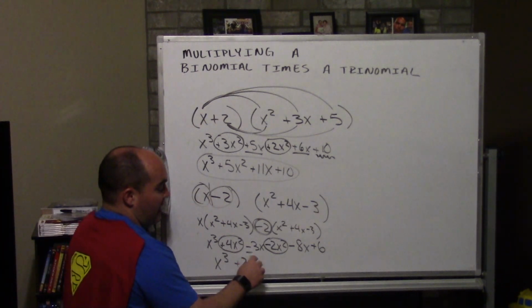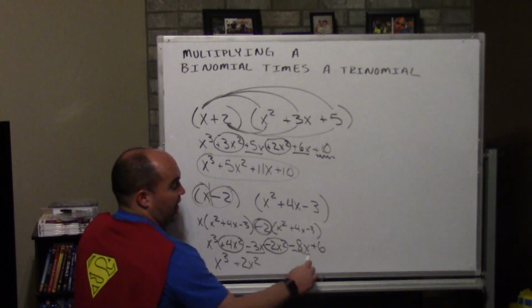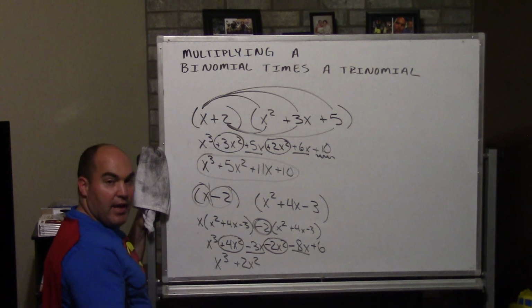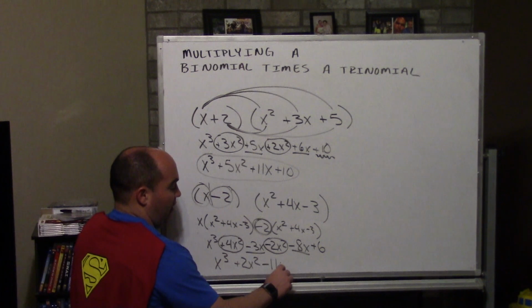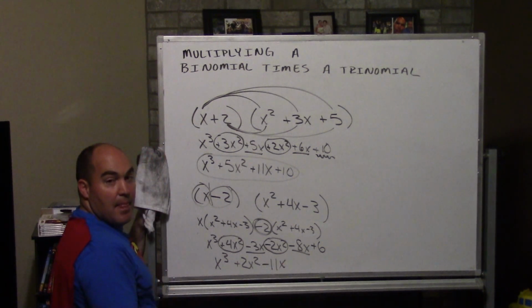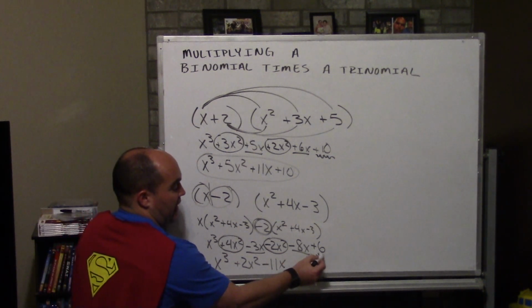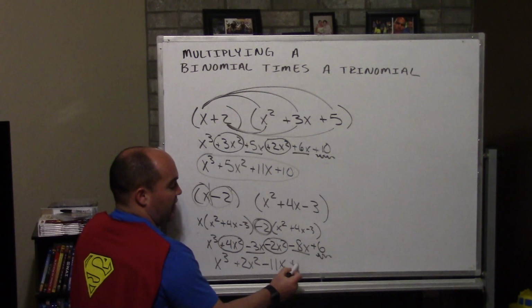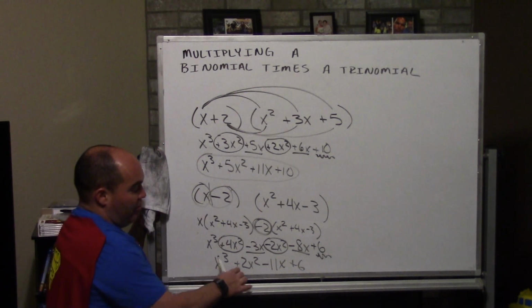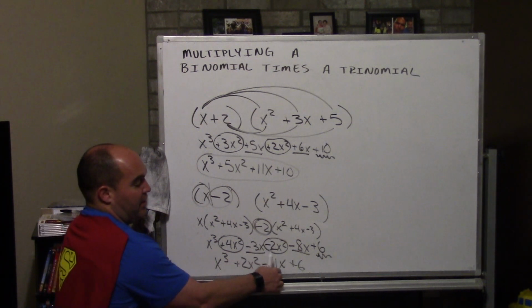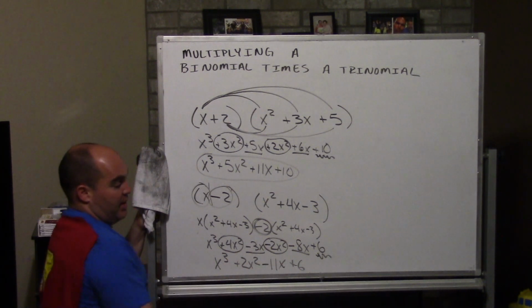And then I've got a negative 3x and a negative 8x. So a negative and another negative, I'm going to add those together. And I'm going to get negative 11x. And then my plus 6 is just hanging out on the end. So that constant is just by itself. So I end up with my final answer as x cubed plus 2x squared minus 11x plus 6.